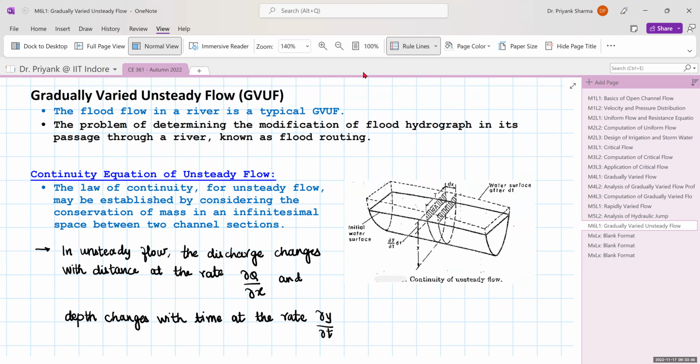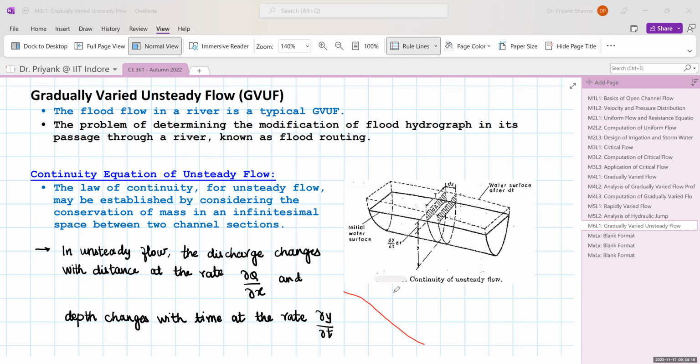So a flood flow in a river is a typical example of GVUF. Now, the application is that we usually have a problem in determining the modification that happens in a flood hydrograph. So what is a hydrograph? A hydrograph is a graphical representation of discharge versus time. In a physical sense, it is the response of a catchment to a given rainfall input. So that is a hydrograph.